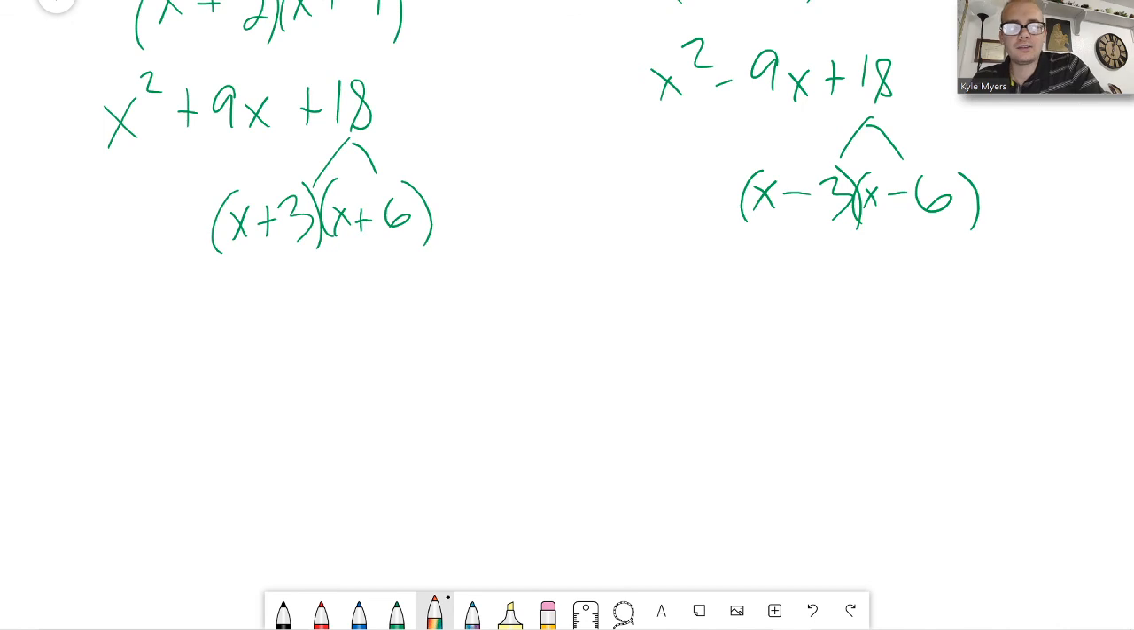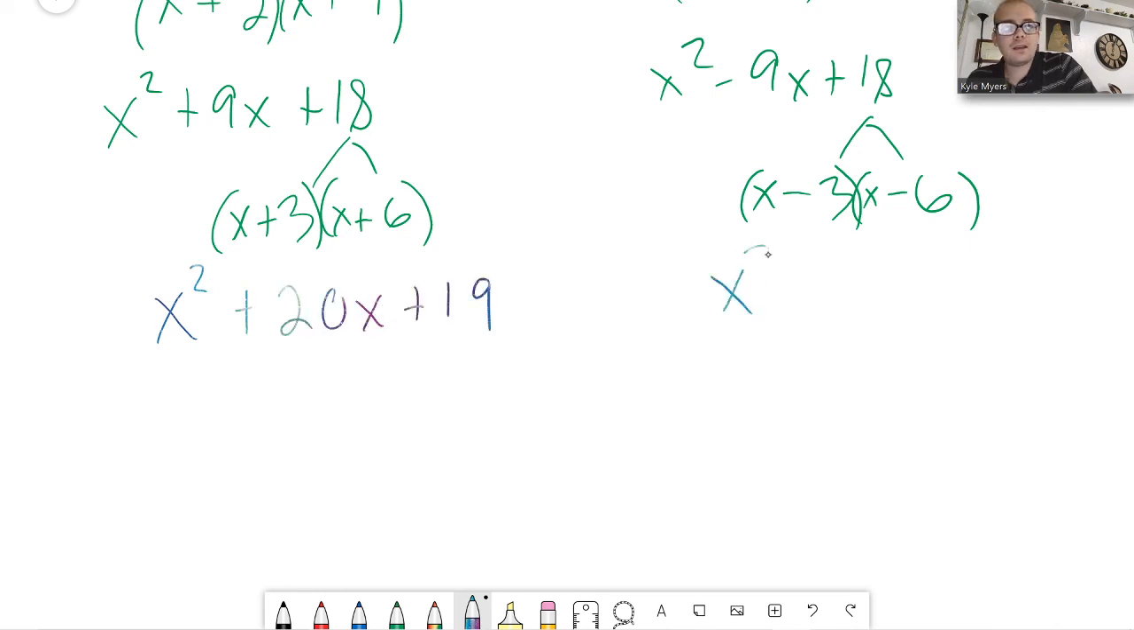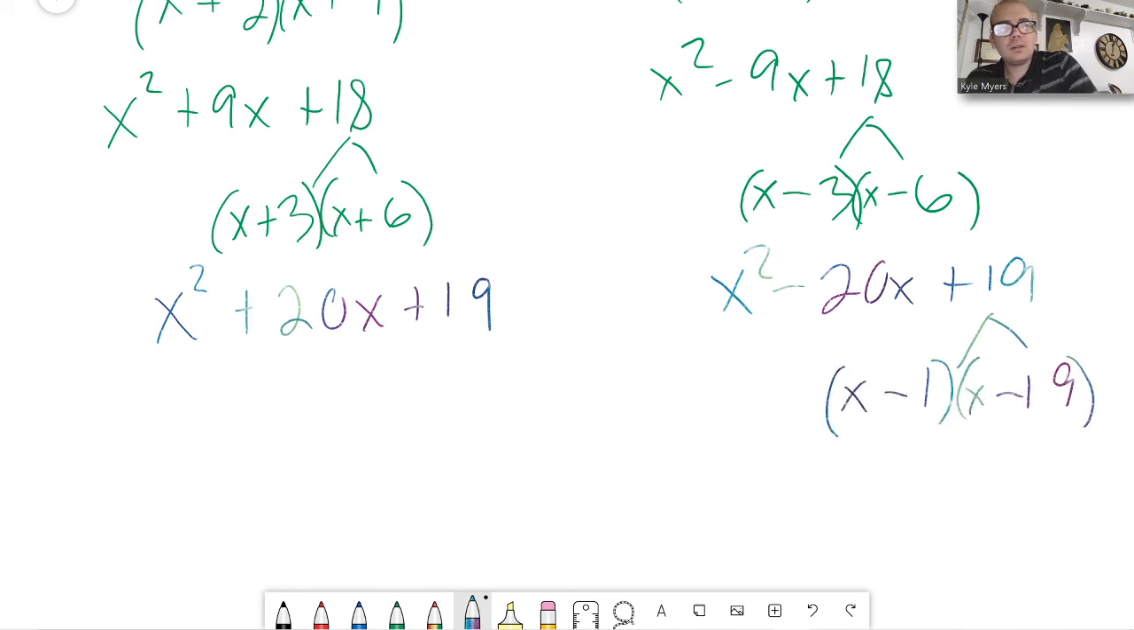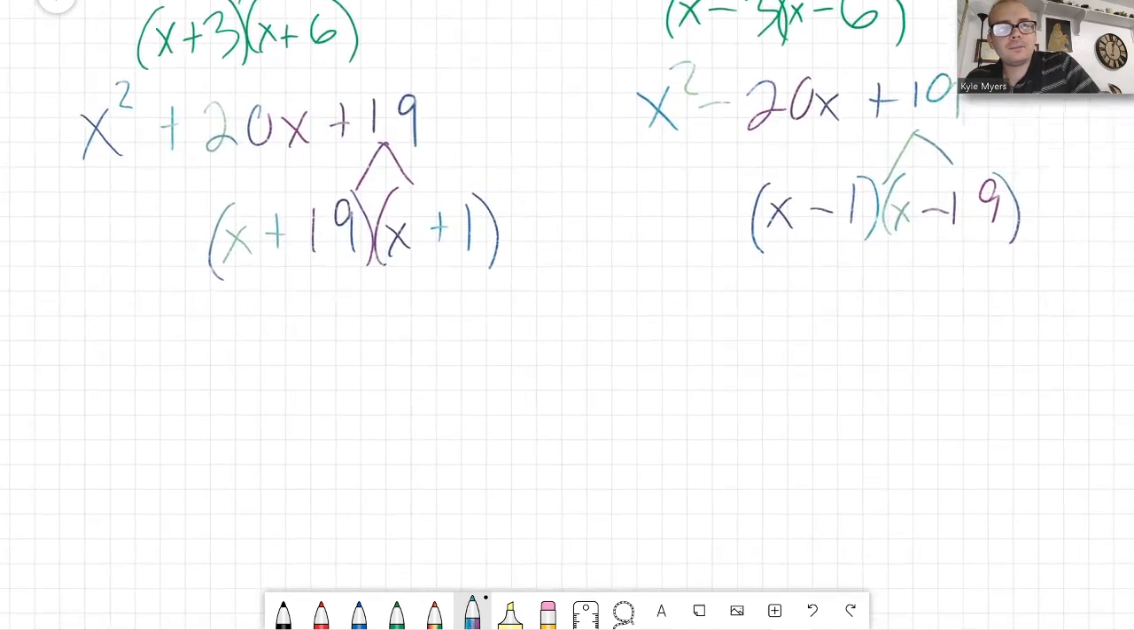So rounding off the last two, maybe we'll use more colorful pen markers here. x squared plus 20x plus 19. And x squared minus, oh, I almost put 20, or almost put 19 first. There we go. Okay, 1 and 19, minus minus. And then here we have plus plus. 19 and 1. 19 plus 1 is 20. And that's it for that one.